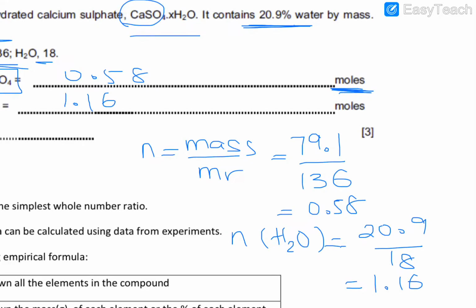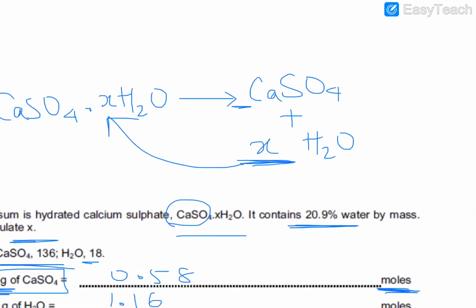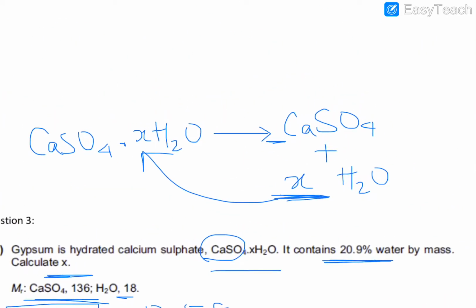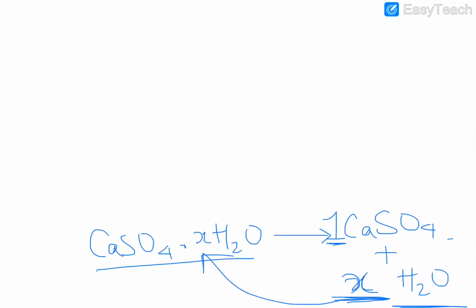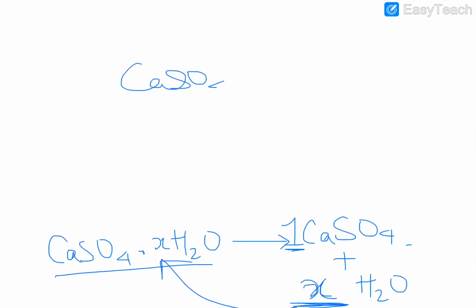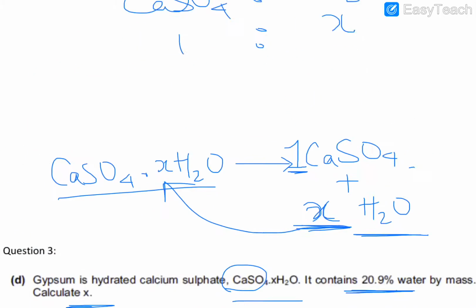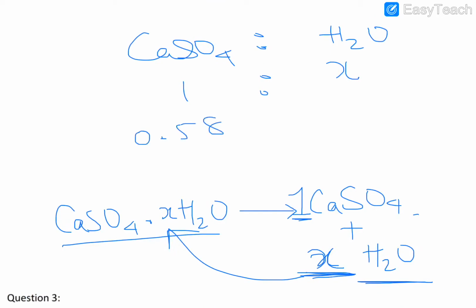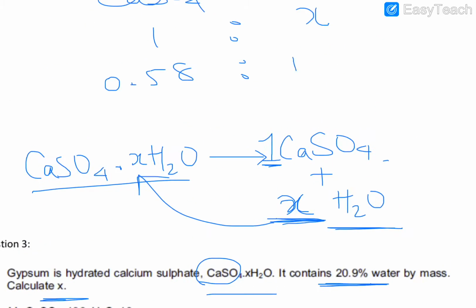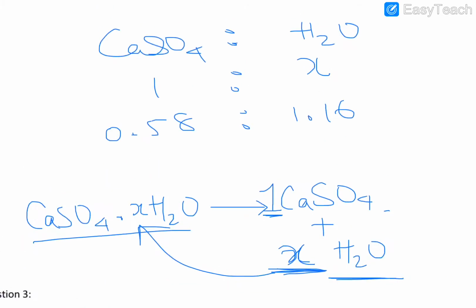Now from these two values, how do we get the value of X? If you look at this, the hydrated salt is giving calcium sulfate and water. So here it's 1:X. If you look at this ratio, the ratio of calcium sulfate to water is 1:X. But when we've done the calculation, it's 0.58 to 1.16. So how do you find X?